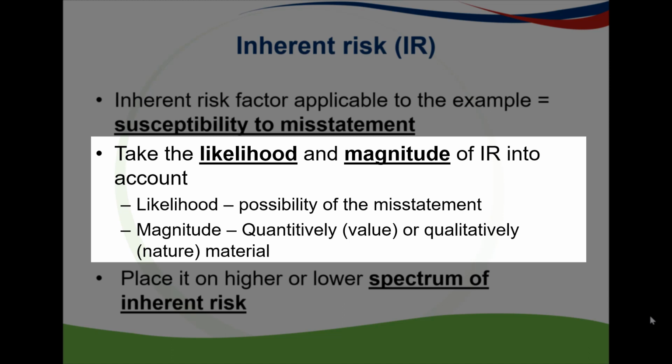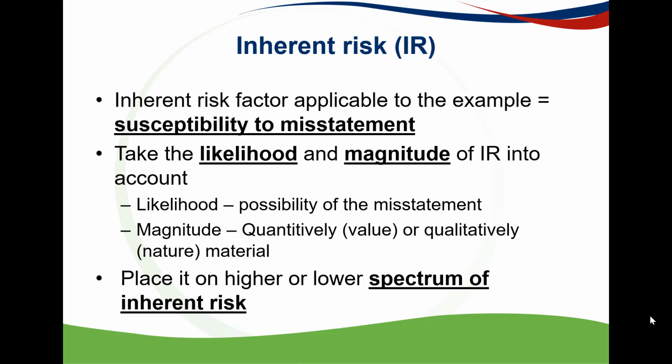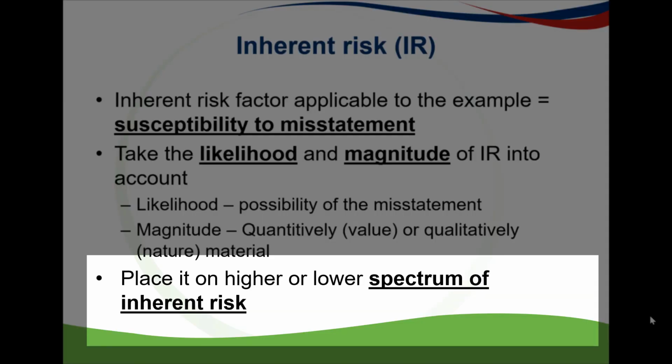So the likelihood will refer to the possibility of the misstatement, which we already said that there's really a high possibility, and the magnitude will refer to the quantitative, the value in other words, or the qualitative, the nature factors. So in this sense, it's also because there's fraud relevant, so there's also a very high magnitude. So based on this, the risk can be placed on a higher spectrum of inherent risk.